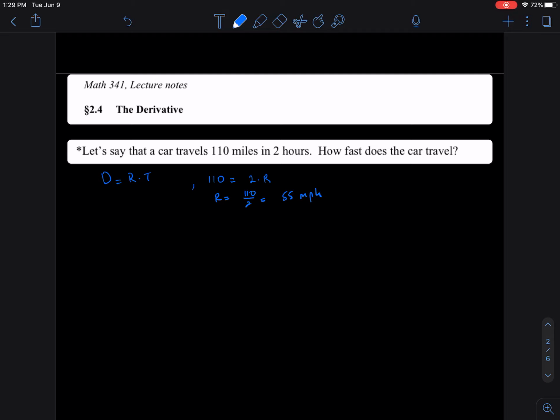But here's the thing. This 55 miles per hour is not really how fast the car travels for the entire 2 hours. The car might be traveling 80 miles per hour at some point during the 2 hour period, or 45, or 50, or 47.5 miles per hour. We don't know. So this speed represents the average speed for the duration of 2 hours.